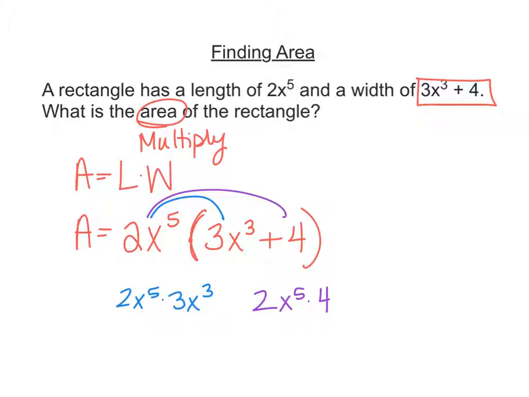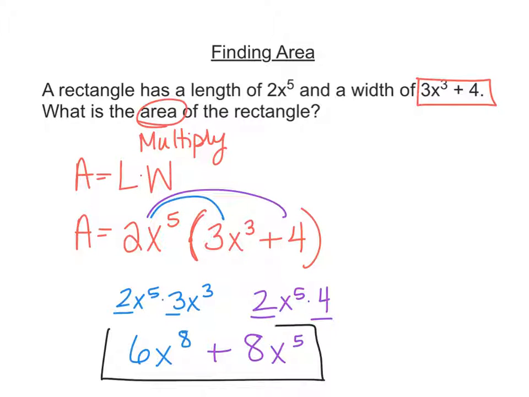And that's going to give me 6. 2 times 3 is 6, x to the 5, and then there's 3 more, so that's x to the 8th, plus 2 times 4 is positive 8, x to the 5th. So there's my final answer for the area on this question.